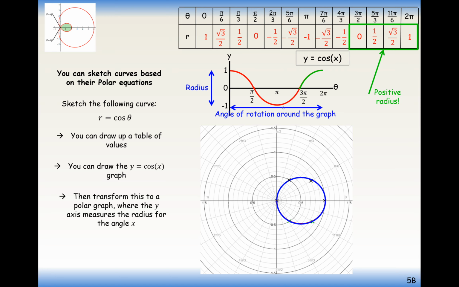So that's how you can convert a graph into a polar graph, a Cartesian graph into a polar graph. Think of the y-axis as the measurement of the radius as you move around the x-axis on your graph.